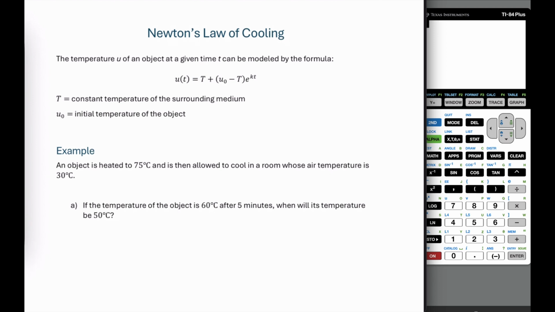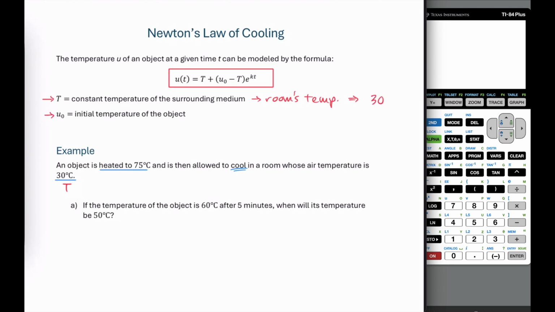Use Newton's law of cooling for the following example. An object is heated to 75 degrees Celsius and then it's allowed to cool in a room whose air temperature is 30 degrees. In Newton's law of cooling, the capital T is going to be the variable that represents the temperature of the surrounding medium, which essentially is the room's temperature. And in this case, cap T is 30 degrees Celsius, so we'll just be using 30 in our formula.